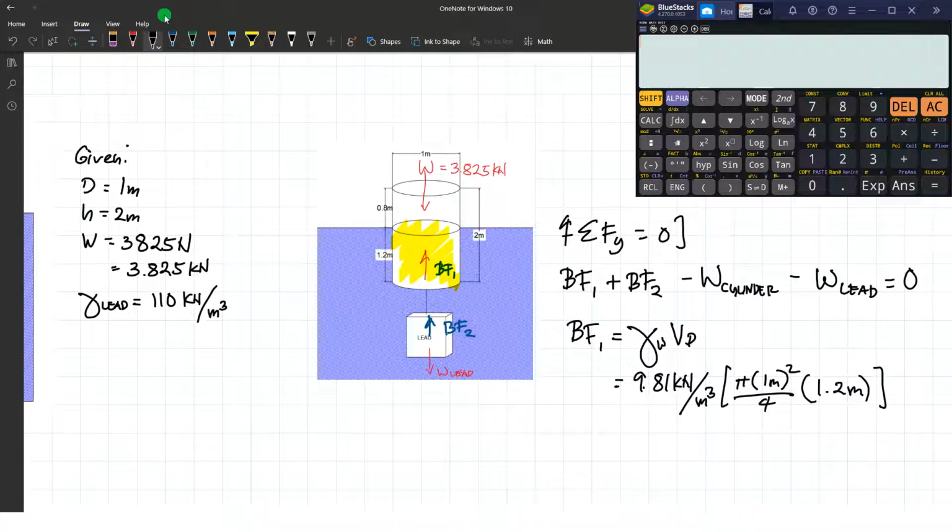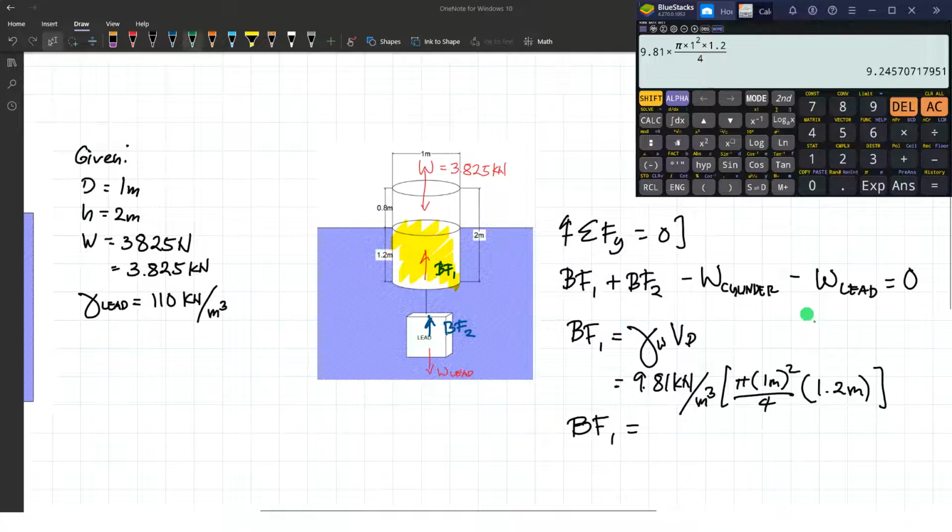Okay, the buoyant force 1 is equal to 9.81 times pi d squared over 4 times 1.2. Okay, that's 9.246, that's in kilonewtons.